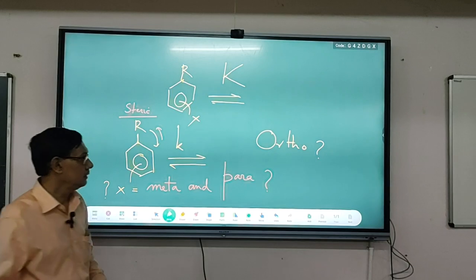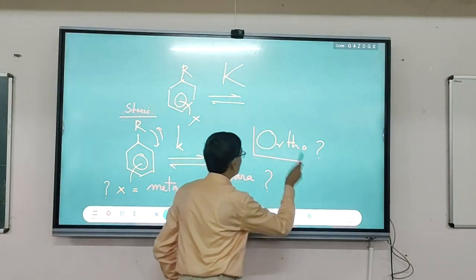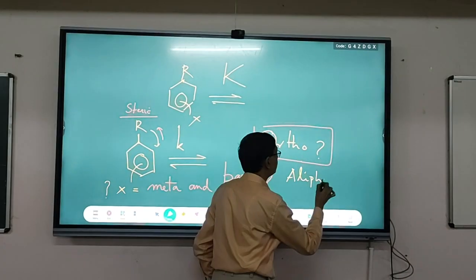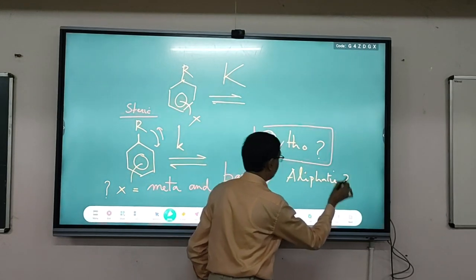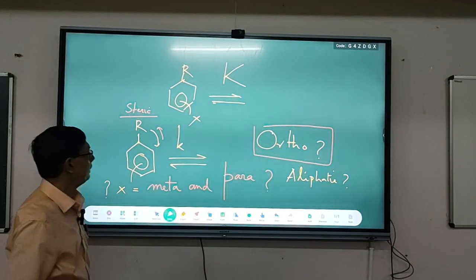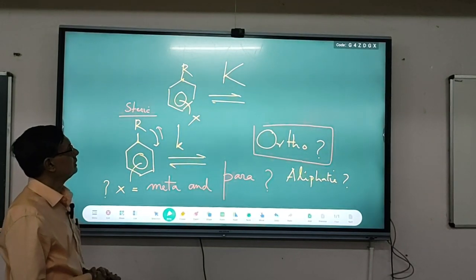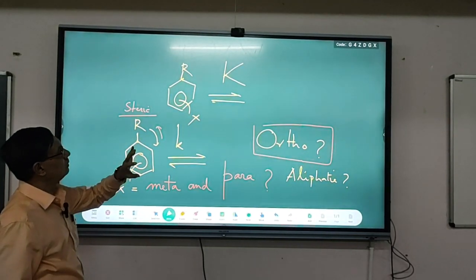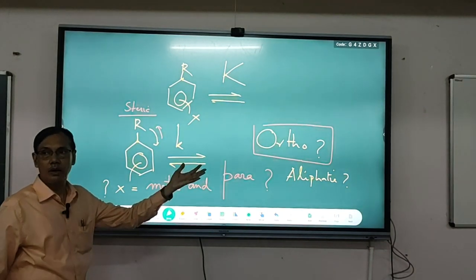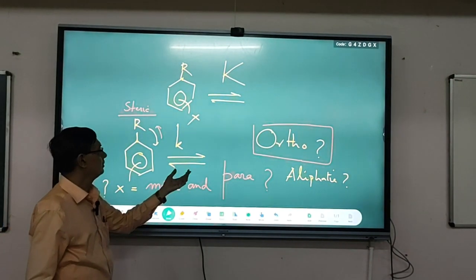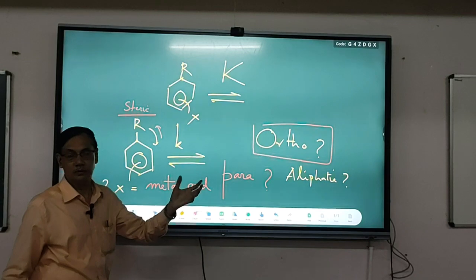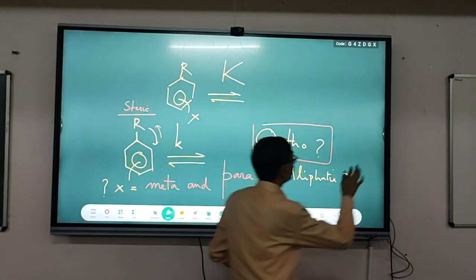But there are two limitations. You can ask, sir, why not ortho? So this is my first question. That means the Hammett equation is related to equilibrium constant as well as rate constant. There should be no confusion.